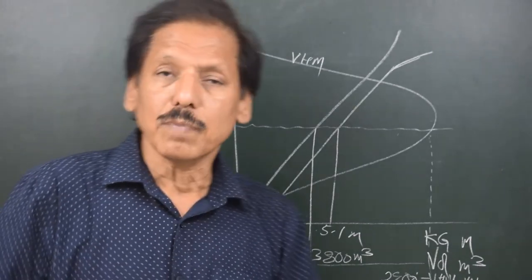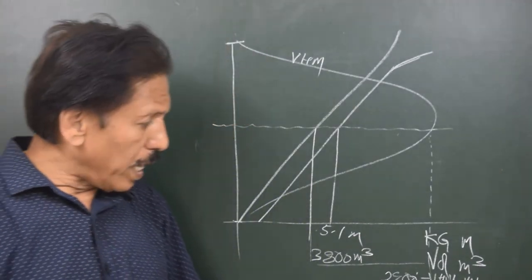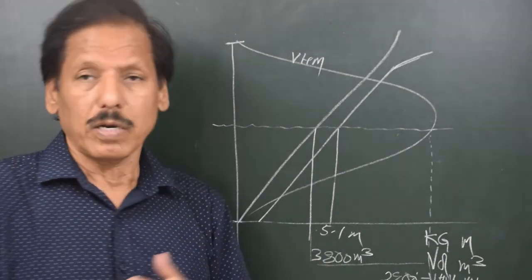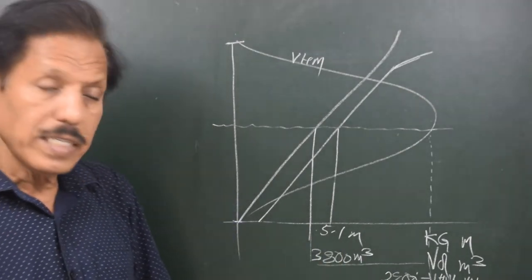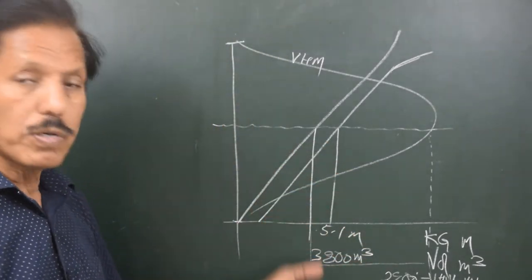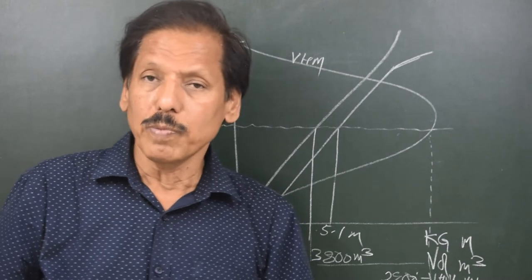So this is a triple curve from where I can find out the actual volume of the cargo loaded, the precise KG of that cargo, that means from the centroid to the keel, and also the volumetric heeling moment.